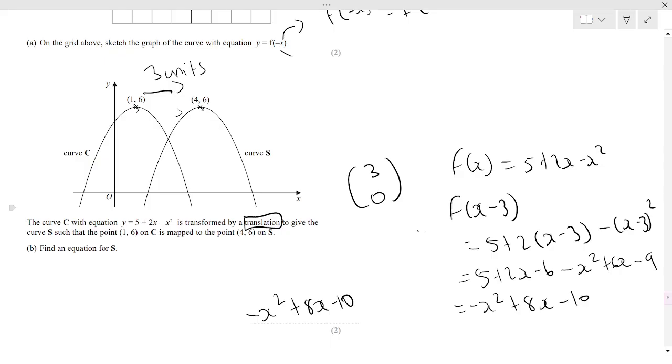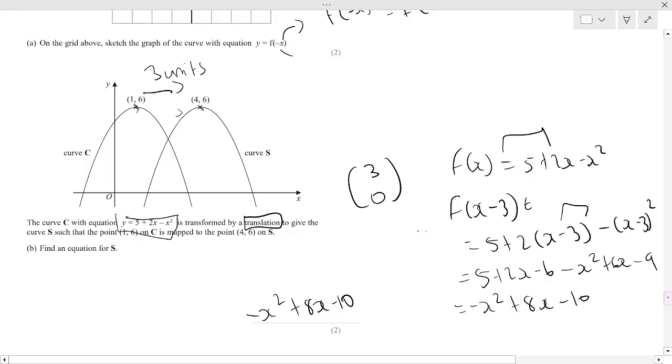Okay, so hopefully that's clear what I've done there, right? So I've recognised this is when you translate it 3 units to the right. So if f of x is this, then f of x minus 3, by substituting x minus 3 into the original equation here, will get us this, right? And then let's just expand it. Okay.